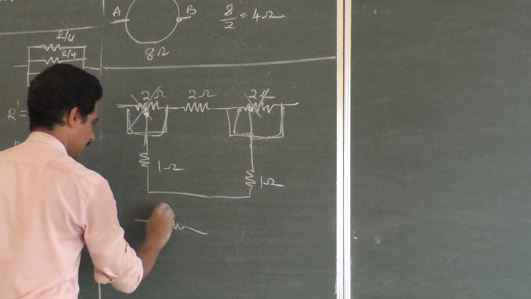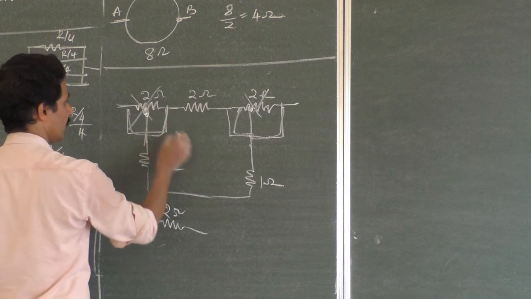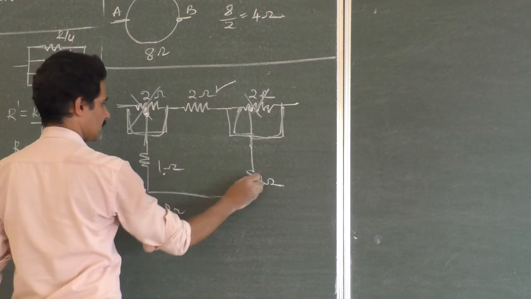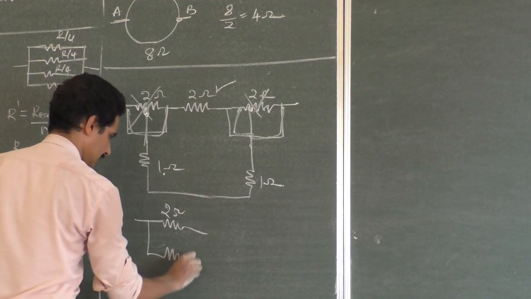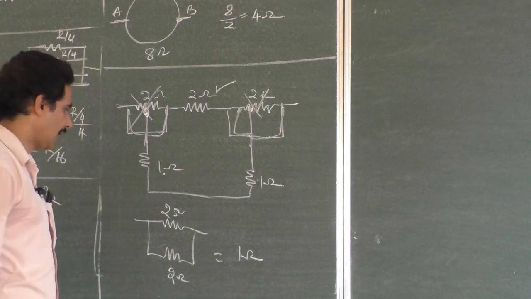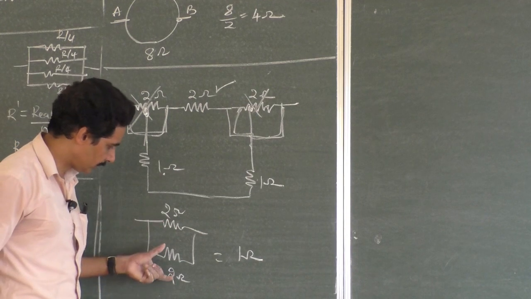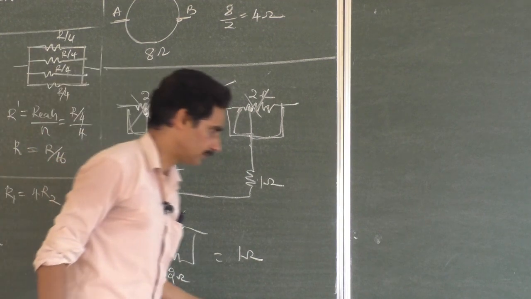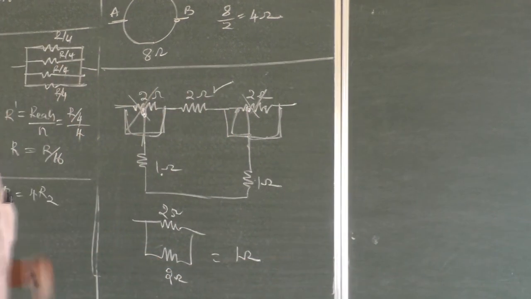This 2 ohm. Nothing will happen to this 2 ohm because the two ends of this 2 ohm are not connected by a single wire. It is safe. What about this? 1 plus 1, 2. That is in series. 2 parallel 2, that is 1 ohm. 2 by 2, R by N formula. R is 2, N is 2 times. 2 by 2, 1 ohm. So the option is the fourth one. Fourth option it is.